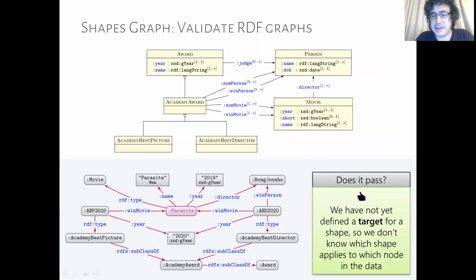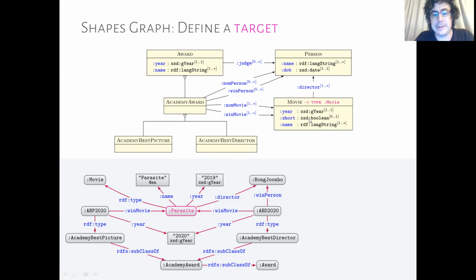What's missing at the moment is that we've yet to define a target for the shape. We don't know what nodes here correspond to what nodes here. So essentially we're not checking anything. We've yet to say that we should use this award shape, for example, to validate the instances of award. So we need to define a target. We can do that by simply defining, for example, that the movie shape will target all of the things of type movie, all of the instances of movie.